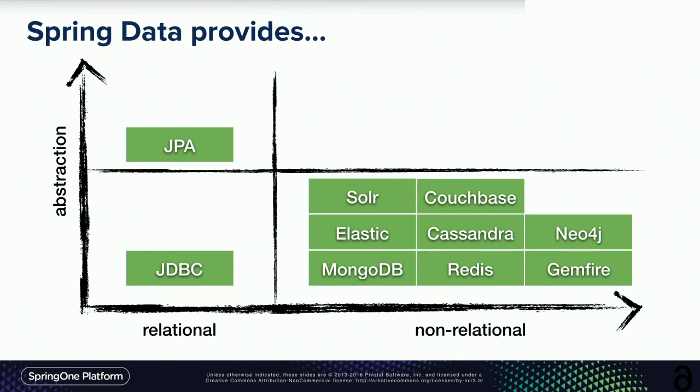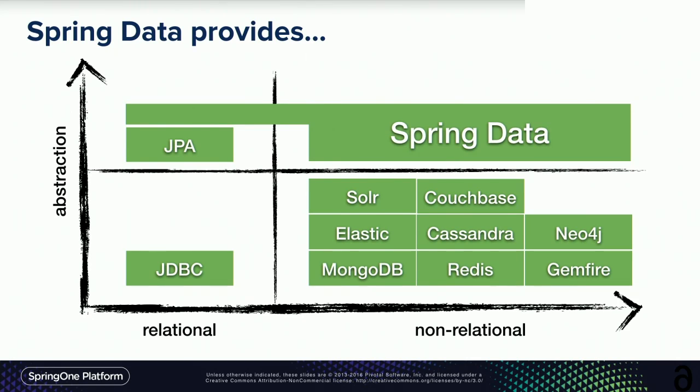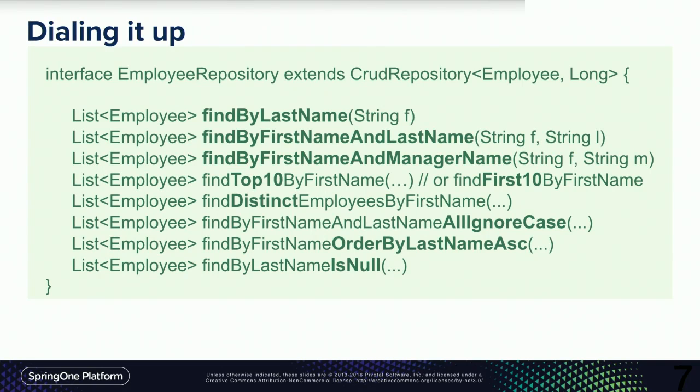JPA came out and provided a level of abstraction above that, but what Spring Data essentially does is put another layer up above that, allowing you to use a more repository-based solution and kind of free you from having to write all those statements by yourself.